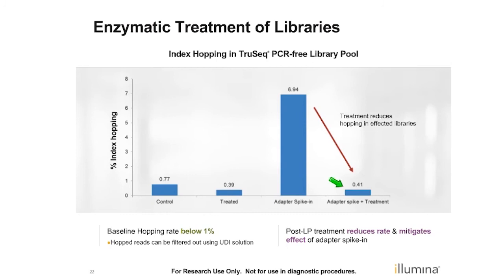The other thing to remember is that if you're using unique dual indexing, in the case of any of these preps, you would be able to filter out any of these levels of hopping using the unique dual indexing logic like we described a couple of slides ago. But there's no reason to filter out 7% of your data if you could instead just filter out 0.4 or 0.3% of your data. So I think that's another reason why these enzymatic treatment steps may become important in some preps.